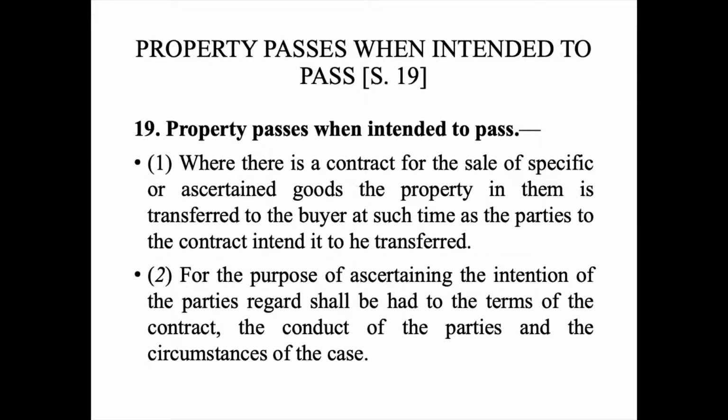Next, property passes when intended to pass. What does Section 19 say? Section 19 says property passes when intended to pass, which means where there is a contract for the sale of specific or ascertained goods, the property in them is transferred to the buyer at such time as the parties to the contract intended it to be transferred. The timing.